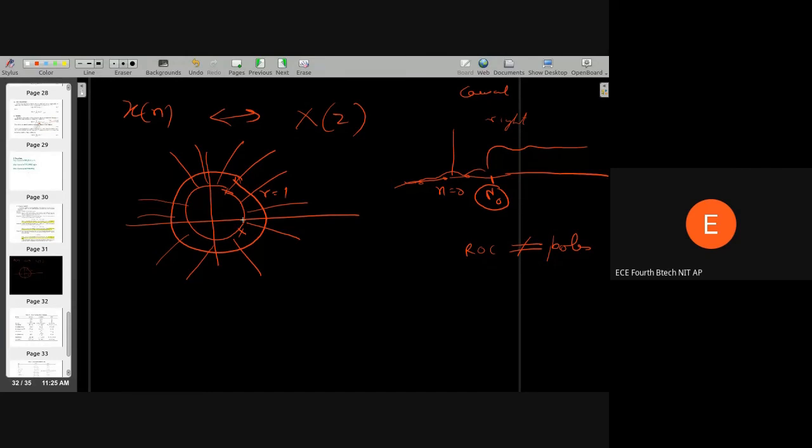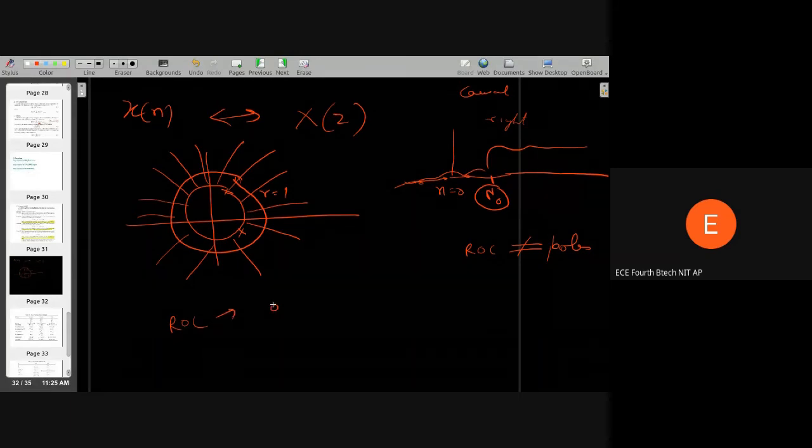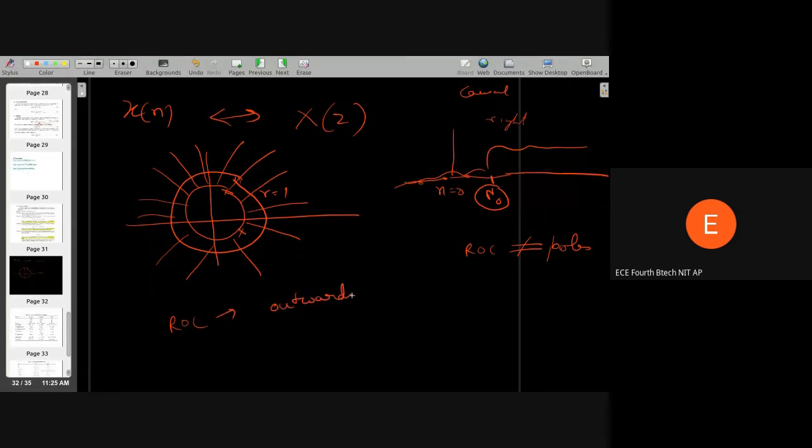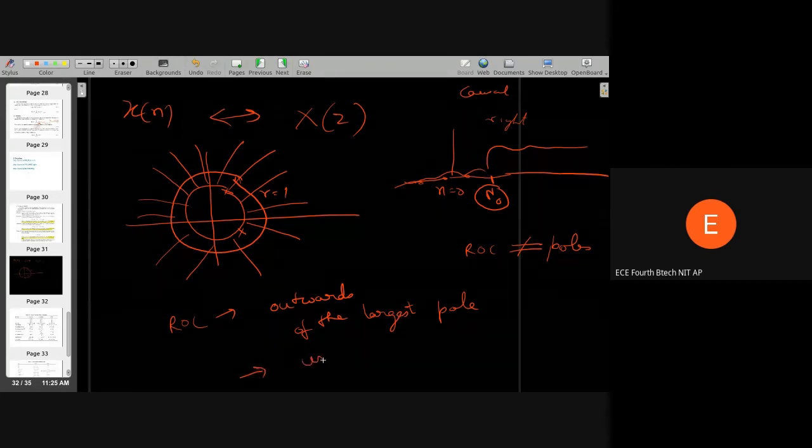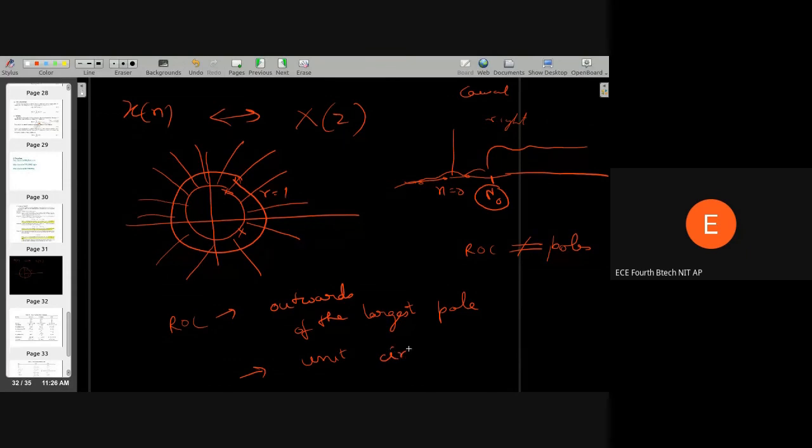And your poles are inside the unit circle, then first of all that ROC will be outwards of the largest pole, and it will also include the unit circle.